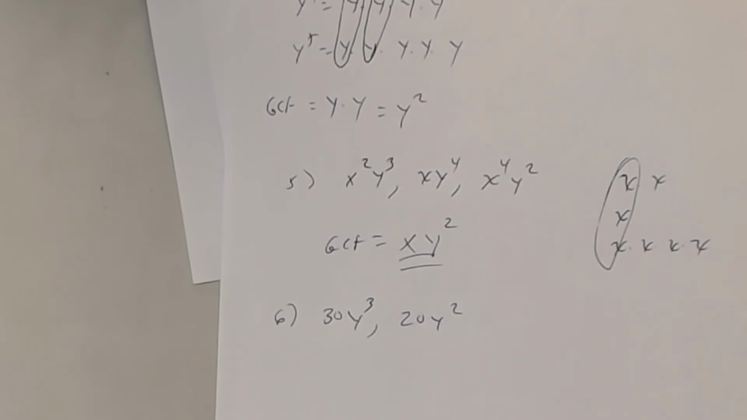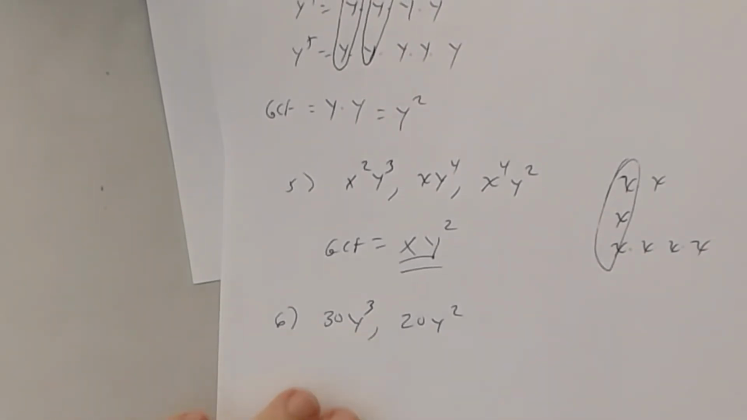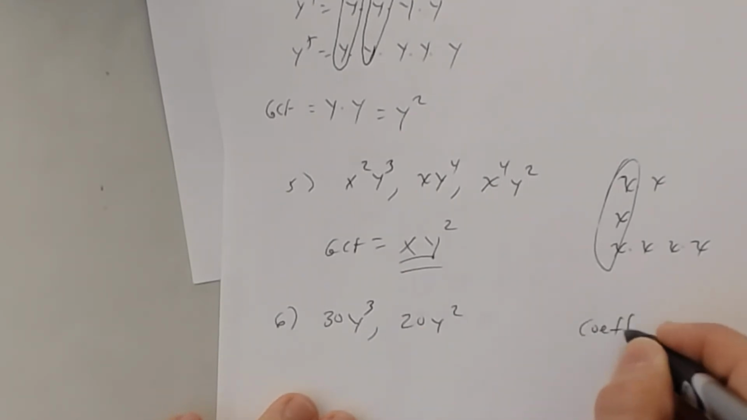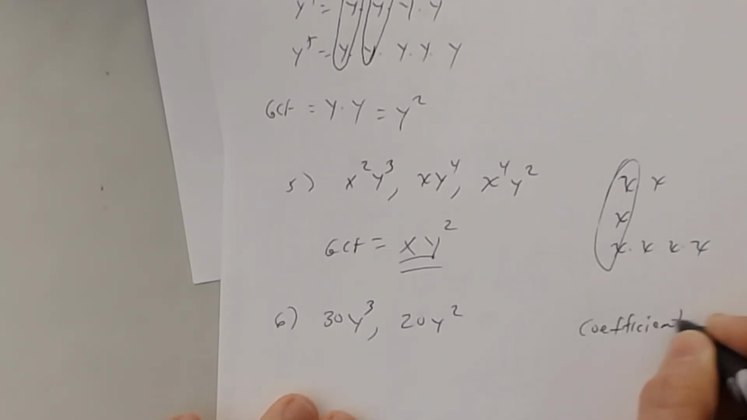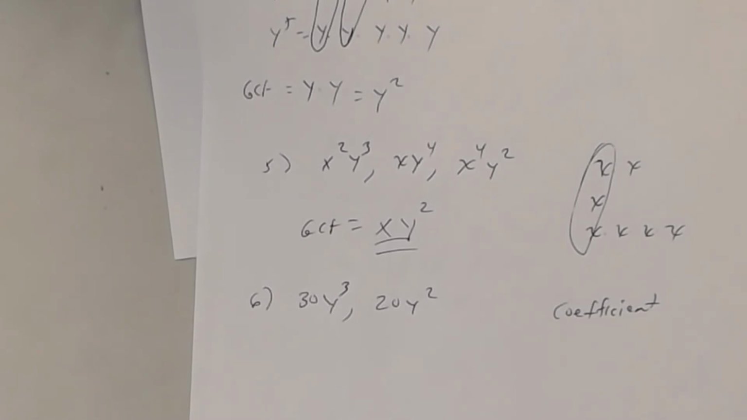All right, now, I just want to remind you about the word coefficient. You've heard that word before. A coefficient of a term is a number that you multiply the variable by. So if you look at 30y cubed, which one of these is the coefficient? 30.